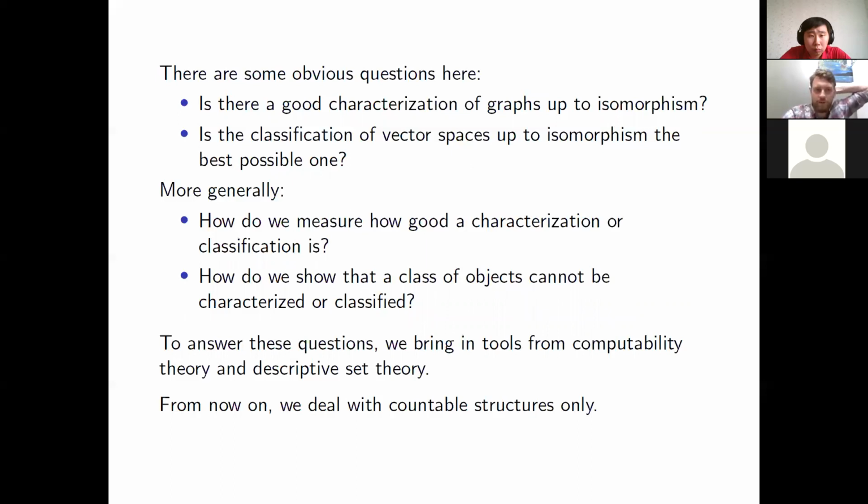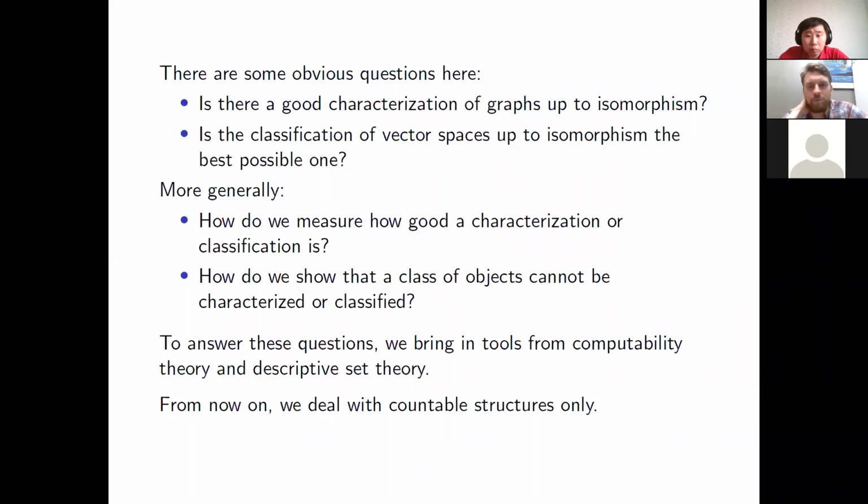Here there are some obvious questions we could ask. Specific questions: is there some good characterization of graphs up to isomorphism? We gave two bad characterizations, but could we come up with a good one? And we had this classification of vector spaces. Is this the best possible classification of vector spaces, or is there an even simpler one? These are informal questions because we haven't said what it means to be good, or what it means to be the best one. We'll get to that and come up with formal ways of saying what those mean. And so, more general questions: how do we measure how good a characterization or classification is?